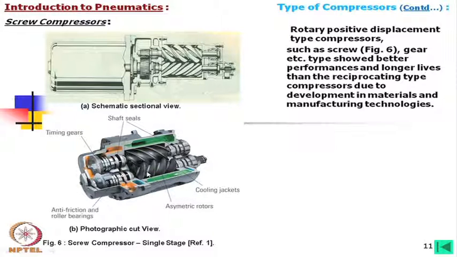If we look into this figure, it looks something like this. These two profiles are not the same. It is not very clear from this figure, but from the side view you can see this. And then there is a timing gear, which is required for inlet and outlet control. The cooling jackets are there, and the rotors are asymmetric. Anti-friction and rolling bearings are used in between.